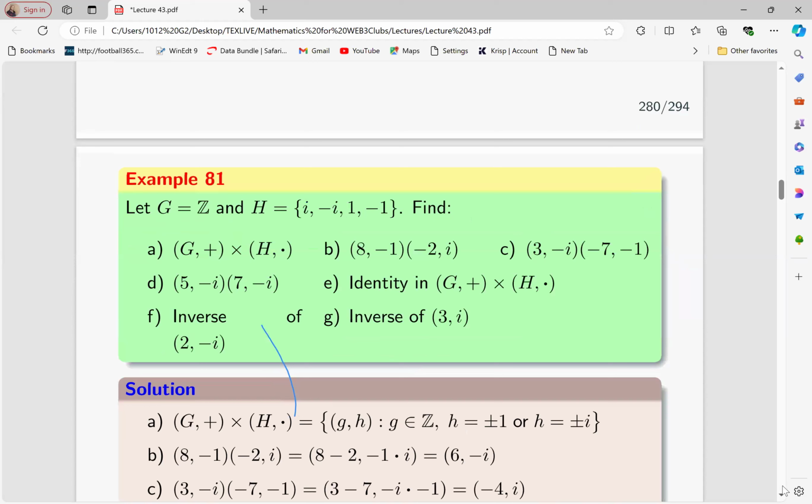Now you look at this other example. Just a minute.